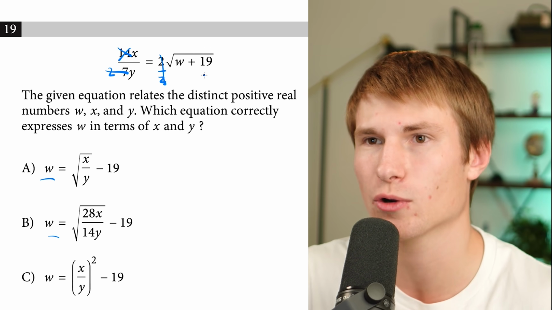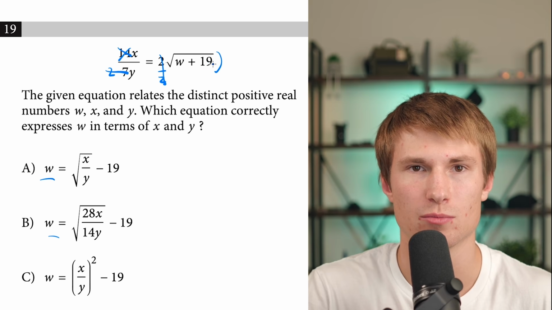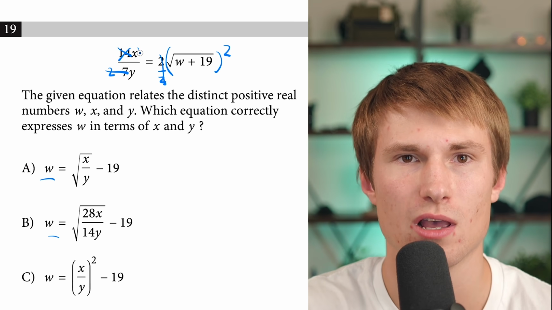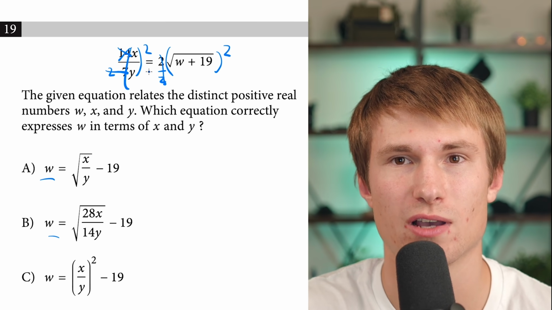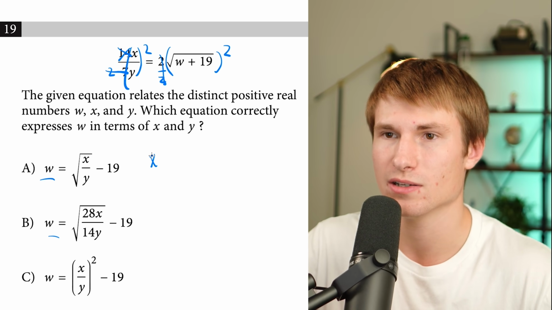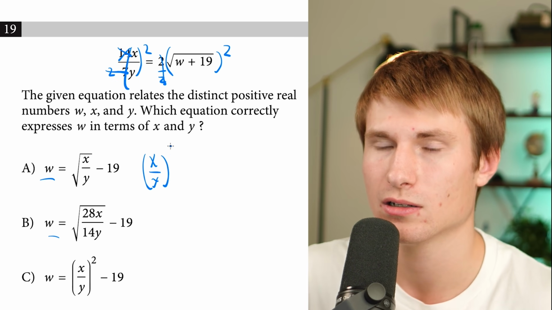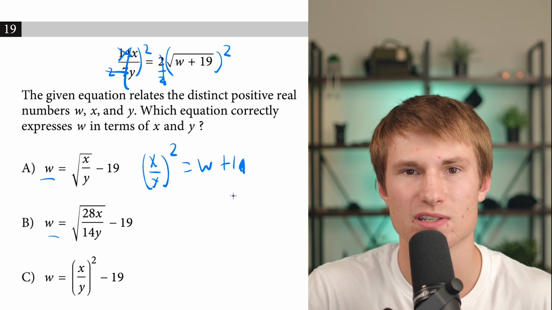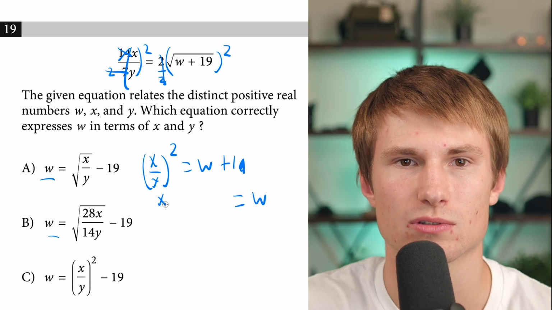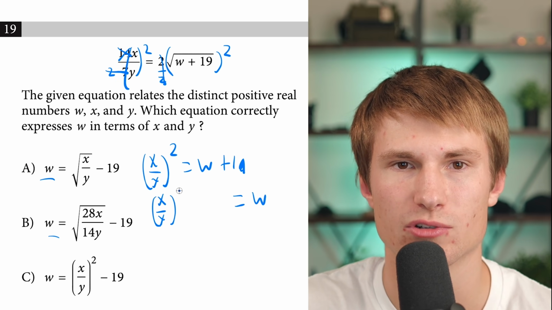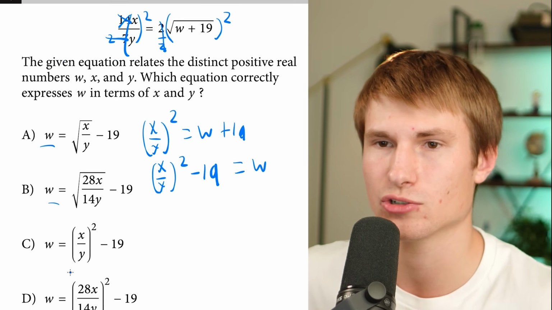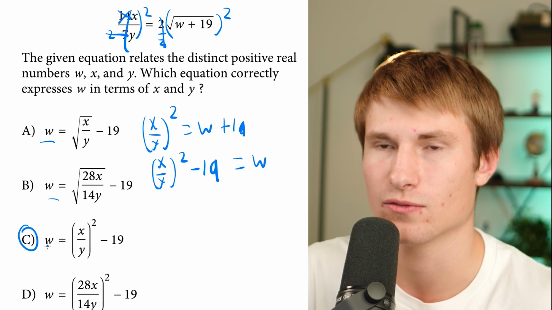Now we're left with x over y is equal to the square root of w plus 19. So we're going to go ahead and square this side so we can get that w out from underneath that square root. And since we're squaring that side, we also have to square this side. So what we're going to end up with then is x over y squared is equal to w plus 19. To isolate w, we have to subtract 19 from both sides. So we're going to end up with w is equal to x over y, all squared, minus 19. If we look at our answer choices, we see that that's going to be answer choice C. So C will be our answer for question 19.